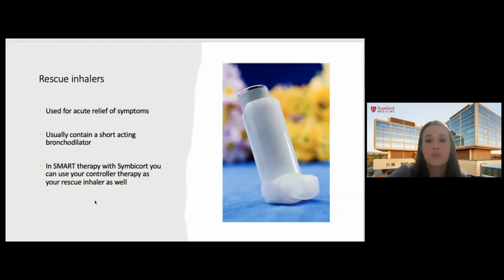So Symbicort is really the preferred medication for everyone because it contains a steroid and formoterol, which I mentioned earlier. Formoterol is a long-acting bronchodilator, so it's a long-acting medication that opens up your airways, but it's pretty special in the way it works because it starts working fast, so it can give you acute relief, but it lasts for a long time. So it can also act as a controller medication.